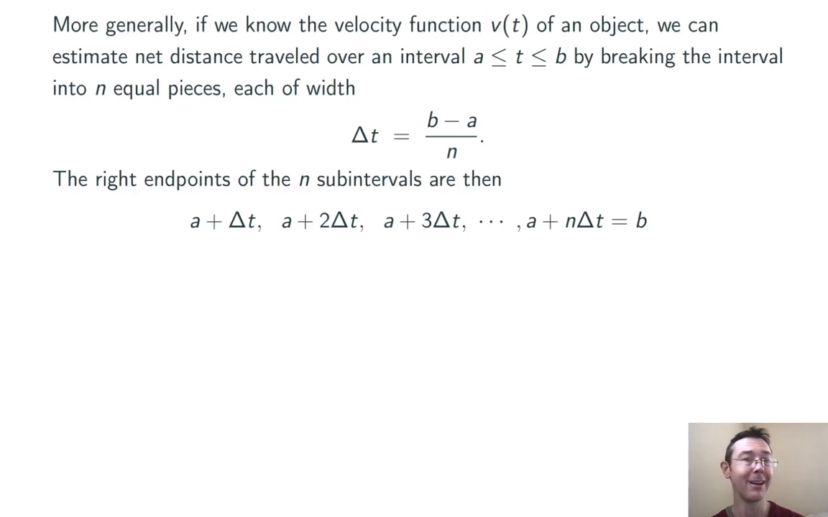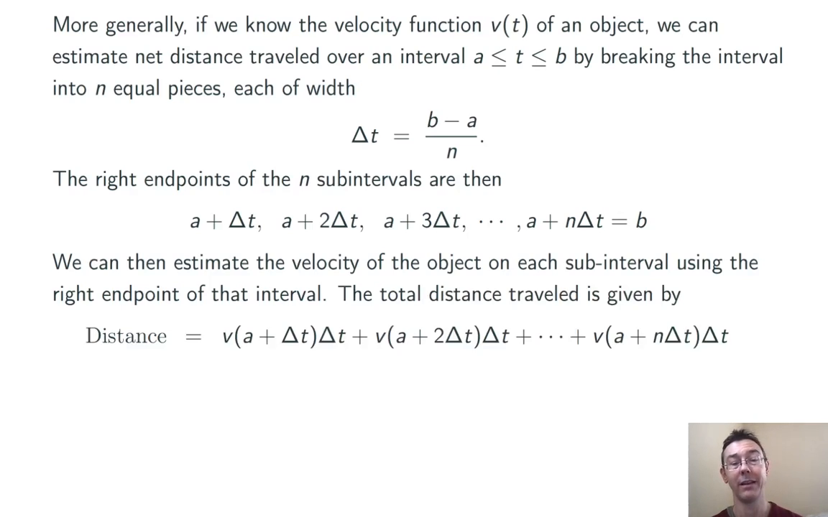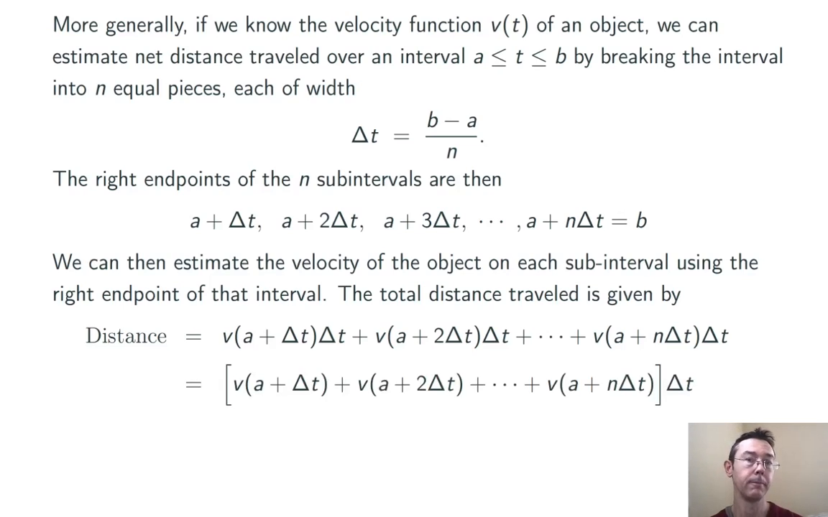So let's write down the right-hand endpoints. It's going to be a plus delta t, a plus 2 delta t, and so on. So start at the left-hand endpoint and move over by the width of an interval, 1 time, then 2 times, then 3 times, and so on until you get to the end. Again, the idea is to estimate the velocity of the object on each subinterval using the right-hand endpoint of that interval. Then the total distance traveled is going to be rate times time plus rate times time plus rate times time, and so on. Again, the time elapsed over each subinterval is always the same, so we can factor that out to get this formula.